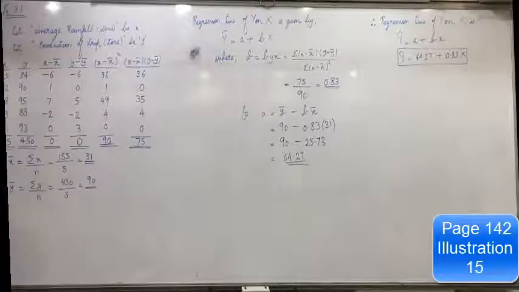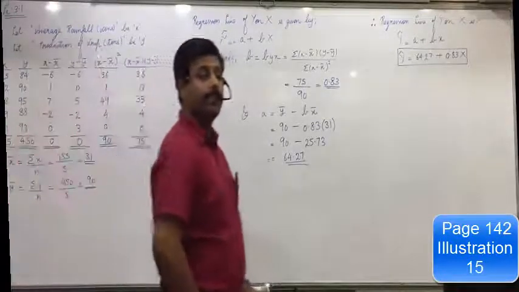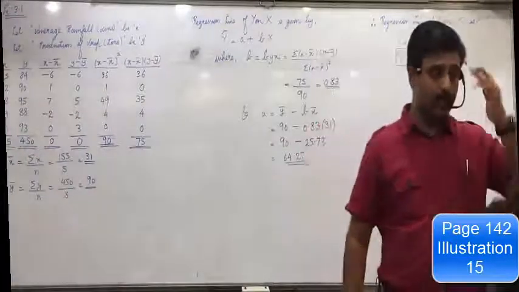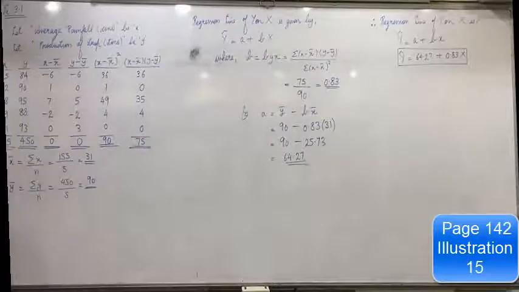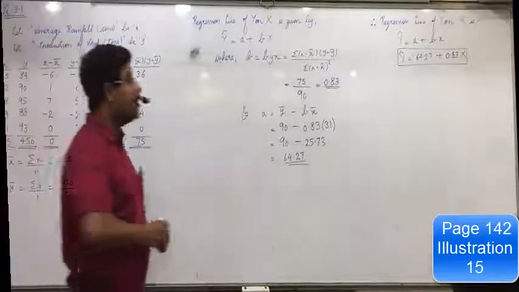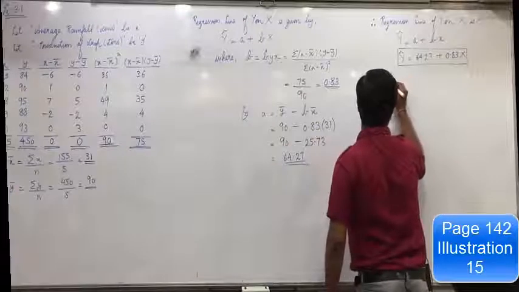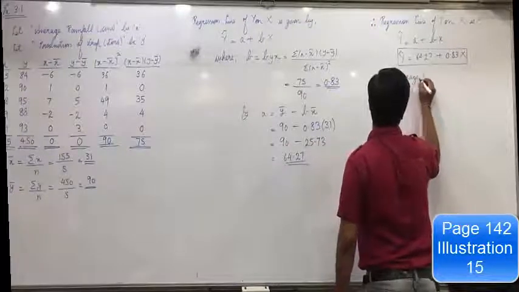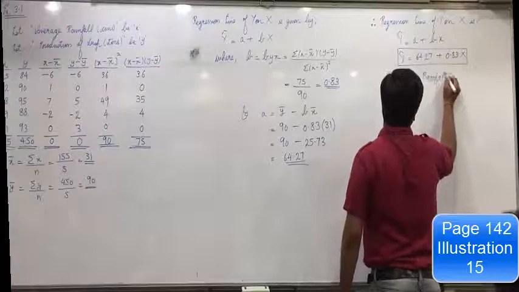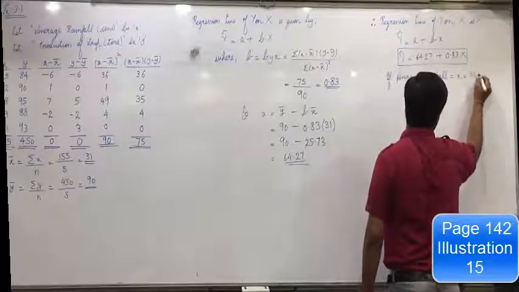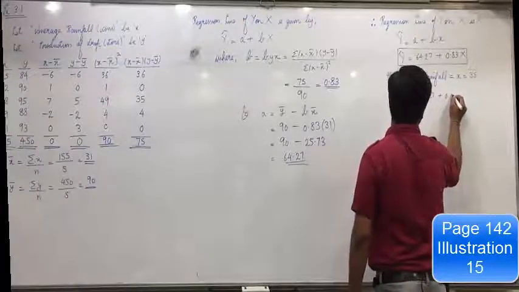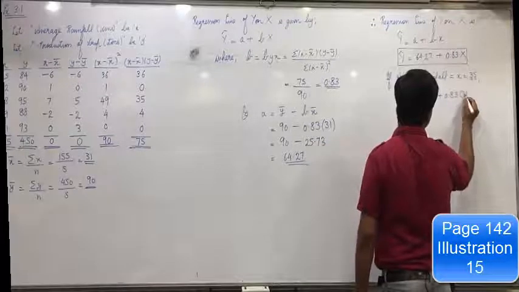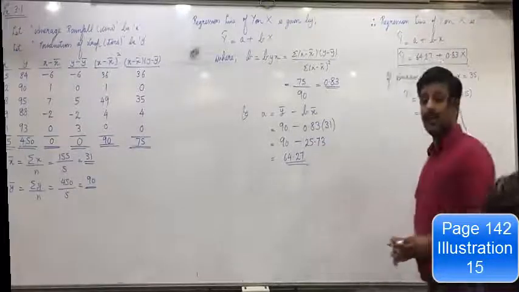Raise your hand, are you still writing it? Make what next? Now what is asked in the question? Estimate the crop if average rainfall is 35. So next we will substitute 35. If average rainfall x equals 35, y cap equals 64.27 plus 0.83 into, in x we will substitute 35. Are you all clear with this?